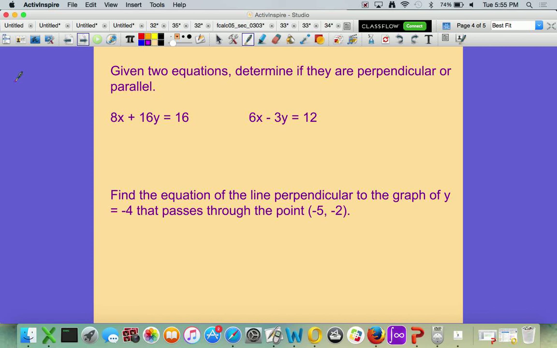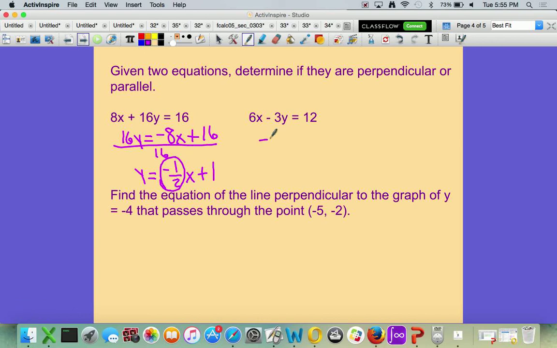All right, so easiest way for this is to put these into slope-intercept form, meaning solve for y. So this one here, we want to move the 8x over. So we've got negative 8x plus 16. And then we want to divide everything by 16 here. So y equals negative 1/2 x plus 1. To determine if they're perpendicular or parallel, all we need is this number right there. So negative 1/2.